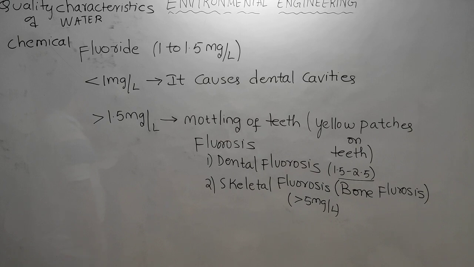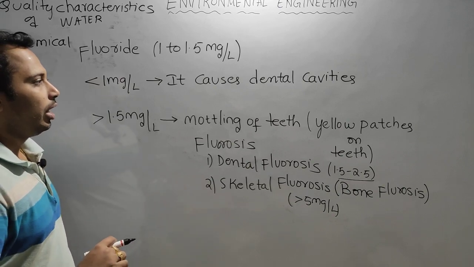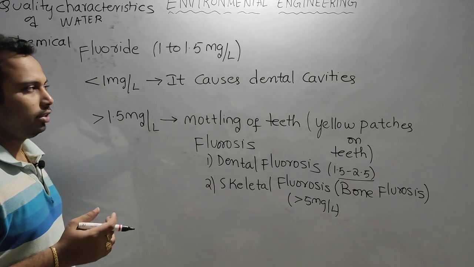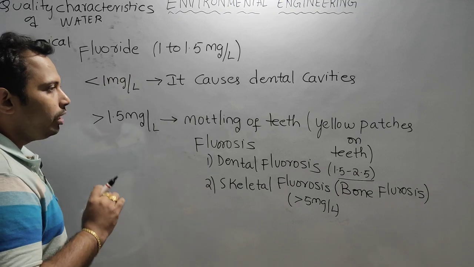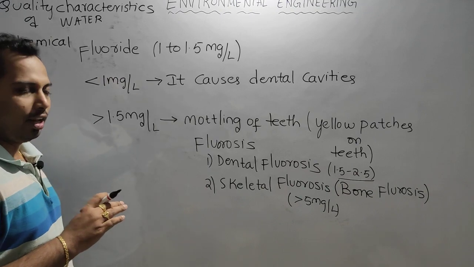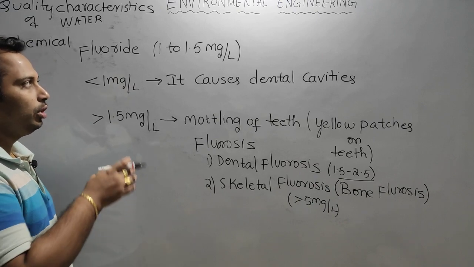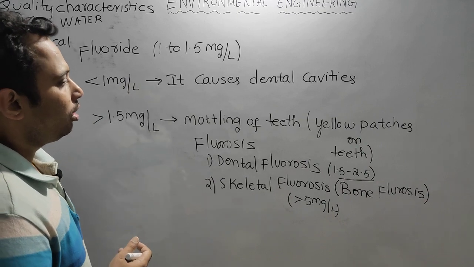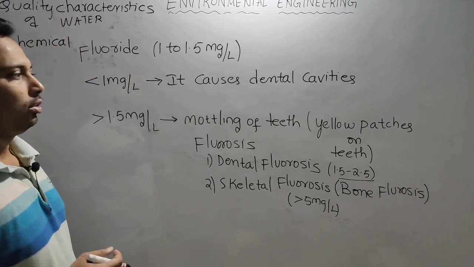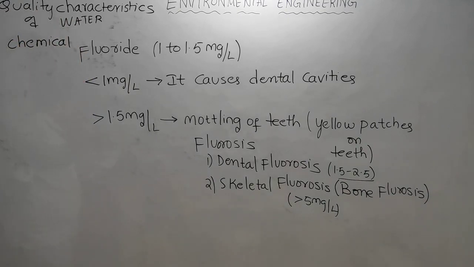That is why generally we need to keep the fluorine within these limits only. In this topic we only confine ourselves to the limits and what happens if it exceeds the limit. How to bring water which has less or more fluorine into the specified limits, we will discuss in the treatment part. So this is about fluorides.